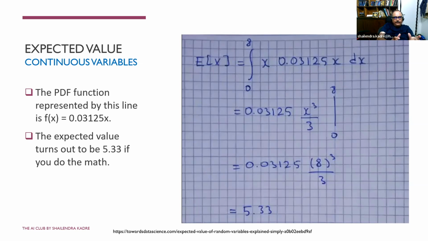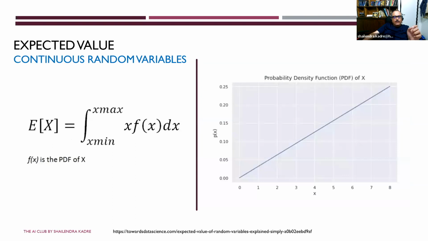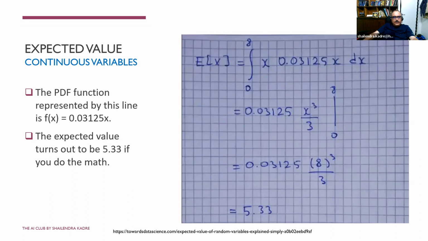Okay. So now you have to find the expected value. How to find the expected value? The expected value formula is the integral of x f(x) dx. So you have to multiply the function by x and then integrate, right? You have to find it between 0 and 8, so the lower limit is 0 and the upper limit is 8. So you take an x, then f(x). f(x) is nothing but 0.03125x. And then you have to integrate it.